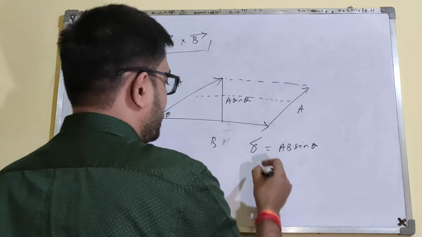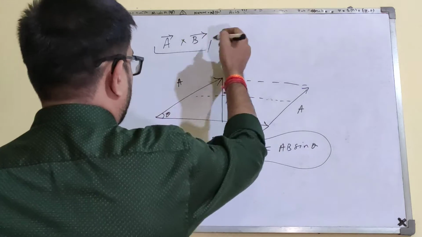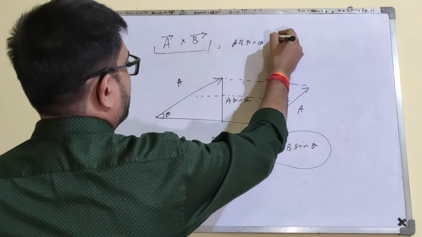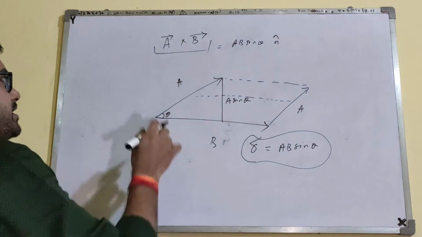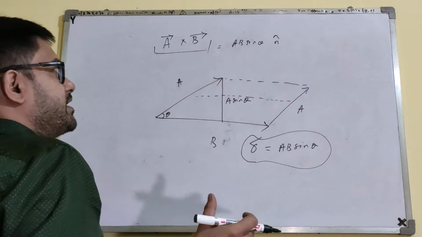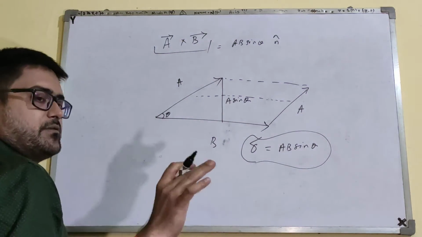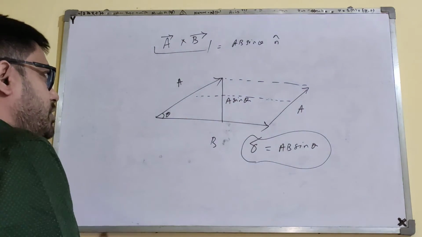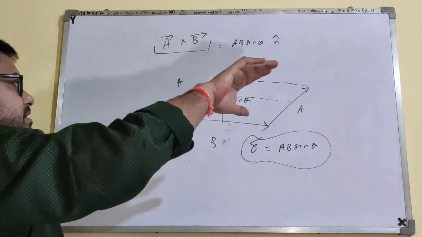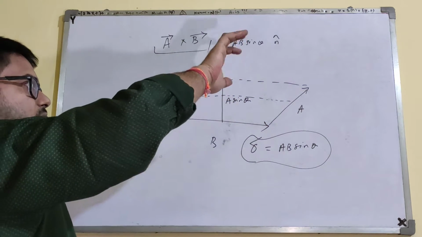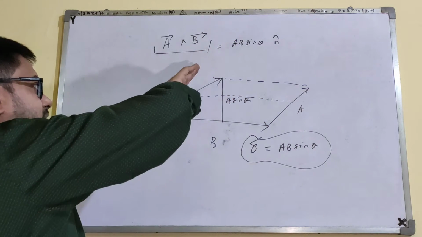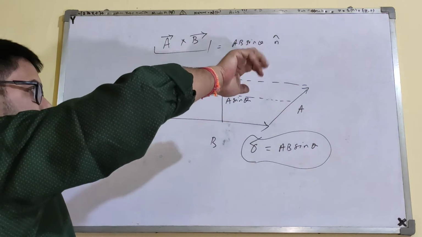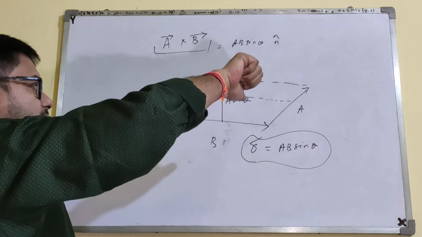However, that is only the magnitude of the cross product. We define it as AB sine theta times n cap, n cap being the unit vector along the direction given by the right hand thumb rule. For A cross B, you have to set your right hand in such a way that the natural rotation of your fingers indicates the motion from A towards B. From A towards B, that's the natural sense of rotation of your right hand.